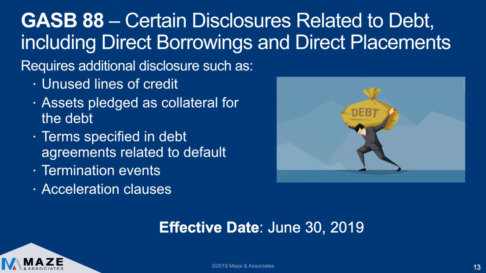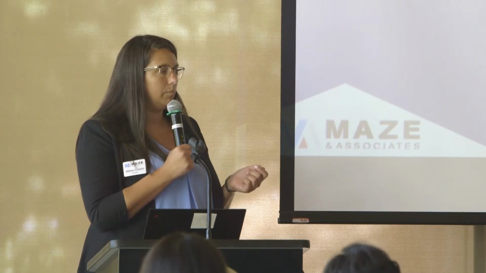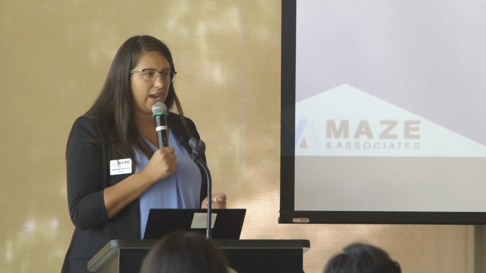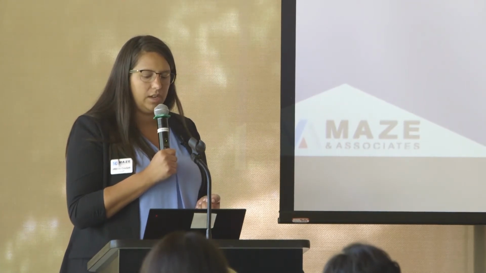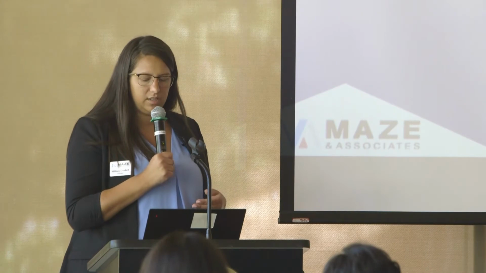Okay, so the next one that's effective in fiscal year ending June 30, 2019 is GASB 88, which is certain disclosures related to debt, including direct borrowings and direct placements. And so this one is just to enhance the debt-related disclosures in footnotes. And it also applies specifically to direct borrowings and direct placements because those pose a significant set of risks to local governments. There's additional disclosure items for those types of borrowings. But it does apply to all types of debt.